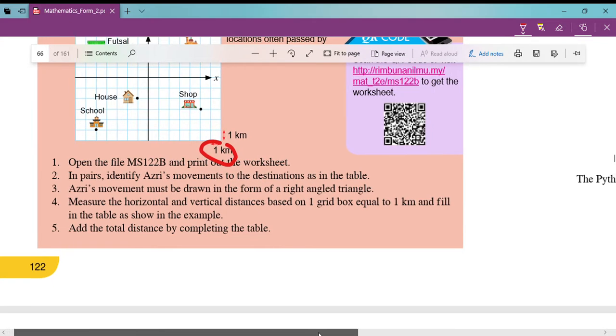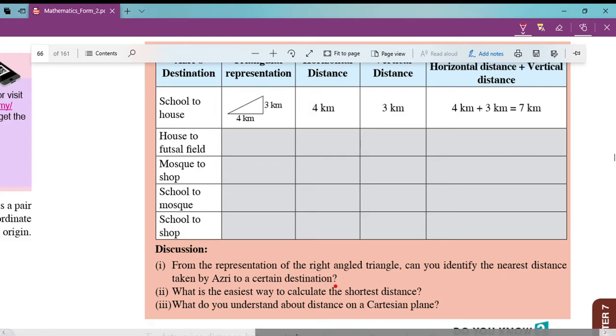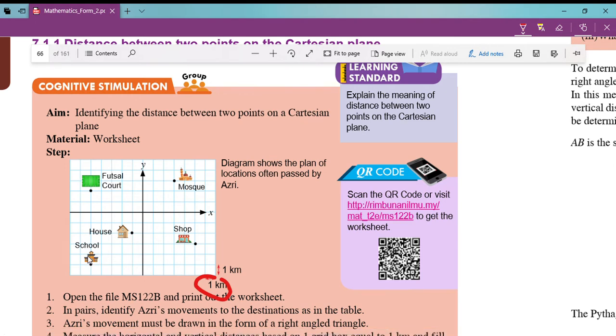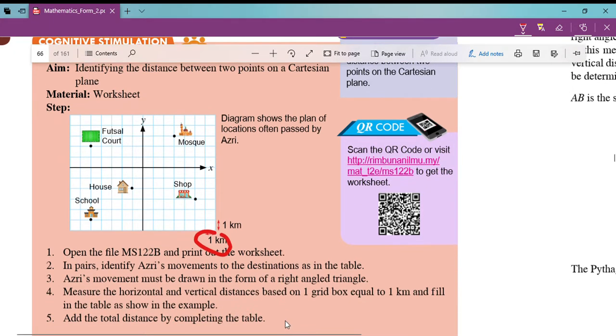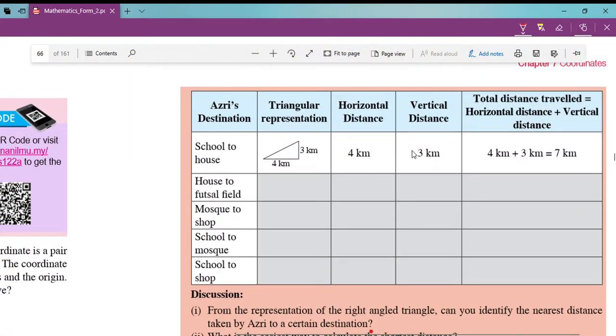So first question, from the school to the house. We're going to move to the right for 4 scales, 4 boxes, and then we go up for 3 km. Maybe you can refer to your textbook, which is easier. From the school to the house, you can count 1, 2, 3, 4 to the right, and go up 3. That means you move 4 km to the right and 3 km up. That's why the first example is already given.